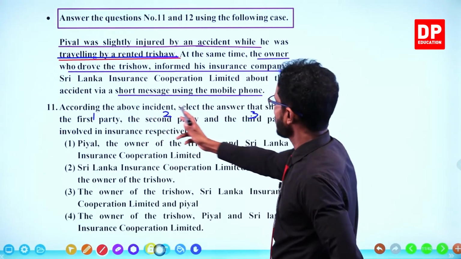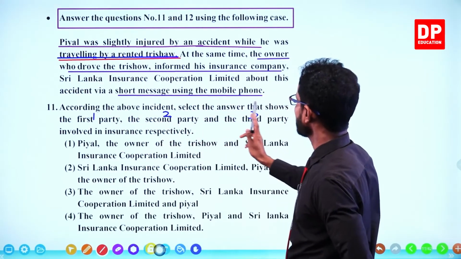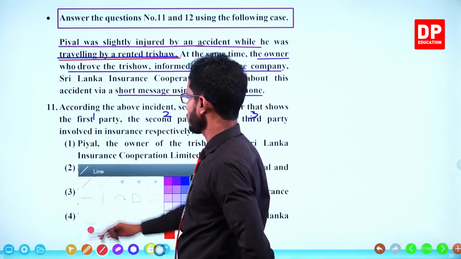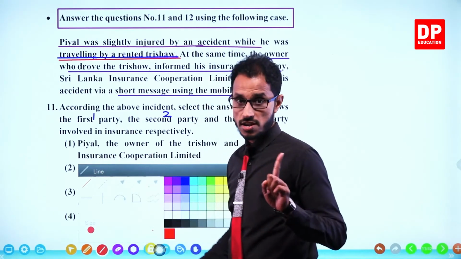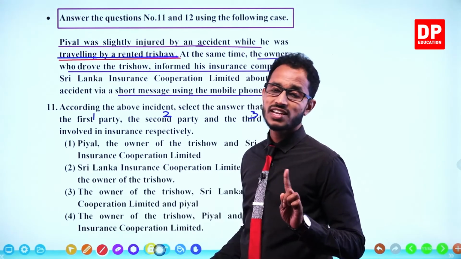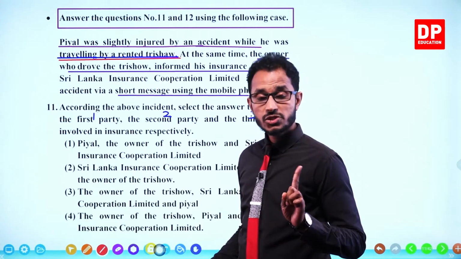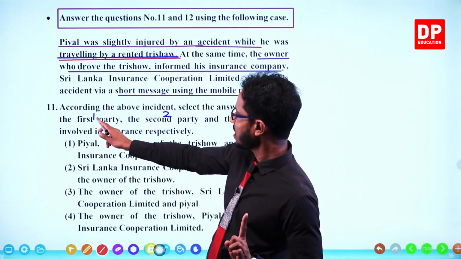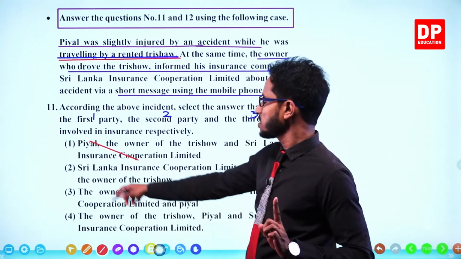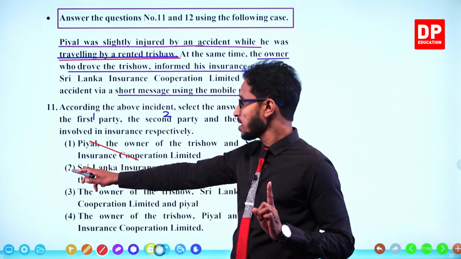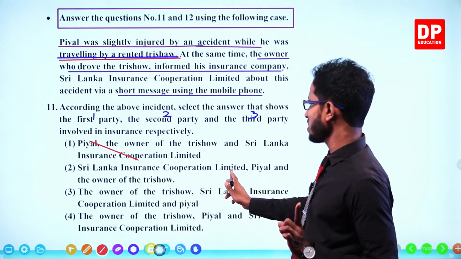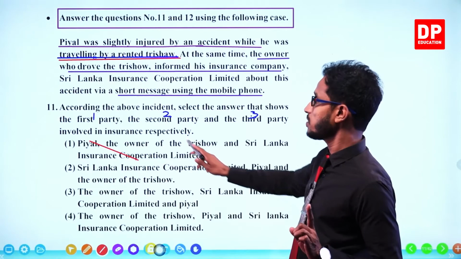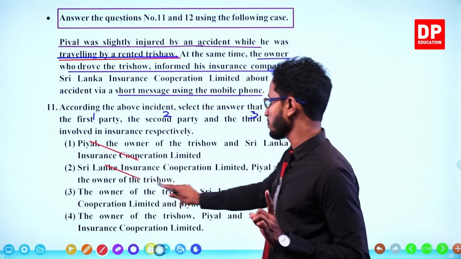Go to the above incident, select the answer that shows first party, second party, and third party. So we can cut off some answers. First party is the insured. Pierre is not the insured, he was just traveling in that trishaw. The insured property is the trishaw. So if you see Pierre as the first party, that is the wrong answer. In the second answer, Sri Lanka Insurance Corporation Limited is given as the first party and Pierre as second party. Second party is not Pierre, so that is also wrong.